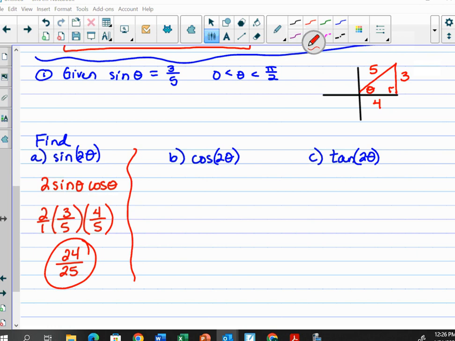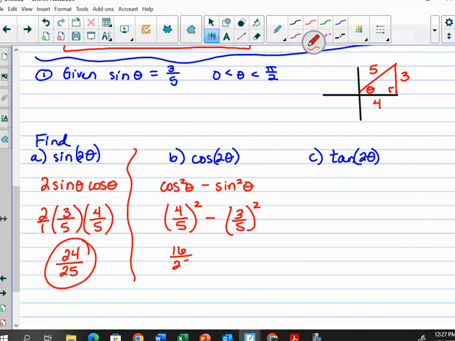Check with your neighbor. Did you get the same fraction? All right, guys, what do we get? 7/25 is correct. Let me run through it just to make sure we're good. So your formula, we've got cosine squared theta minus sine squared theta. So what that means, I find the cosine, which is 4/5, and I square that. The sine is 3/5, and I square that.